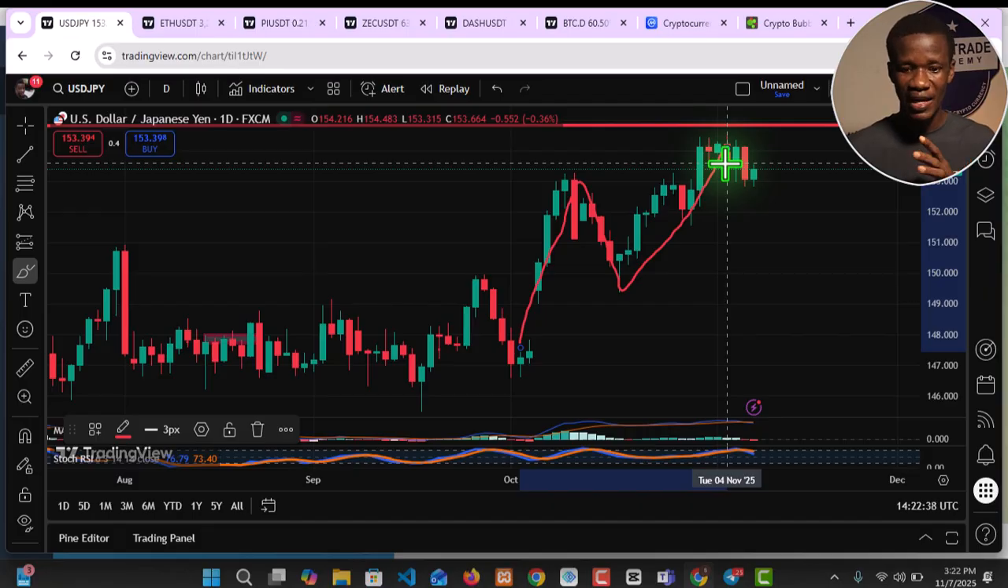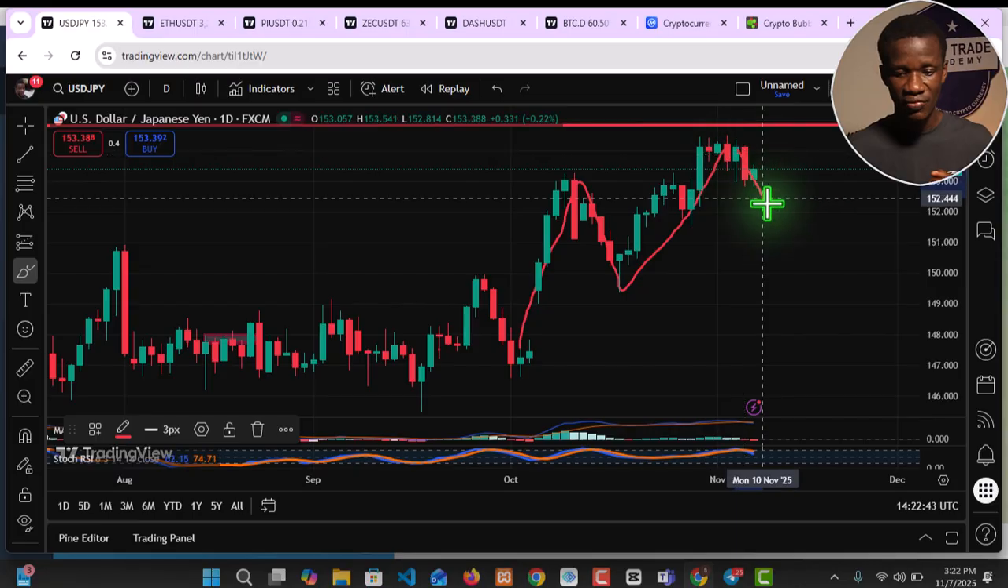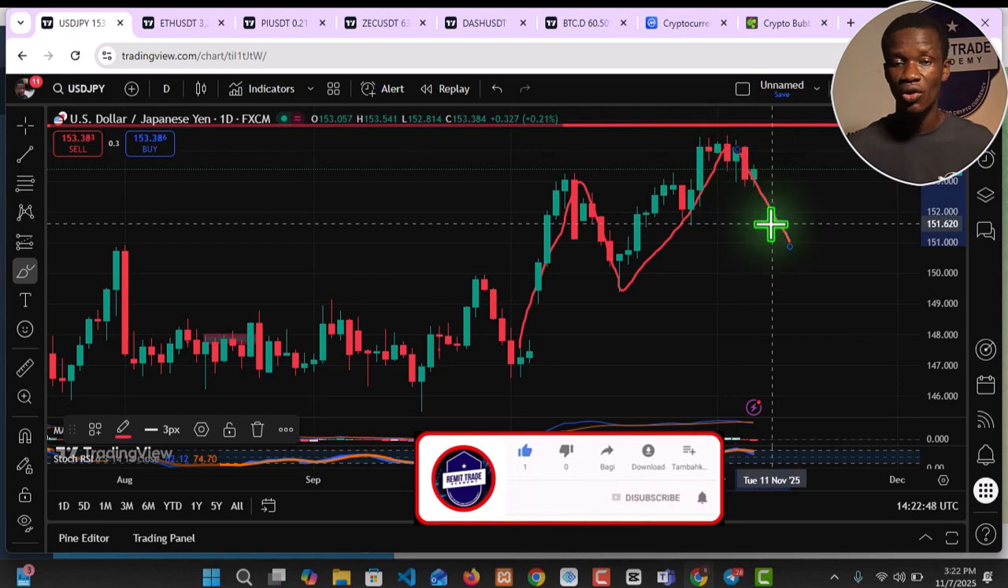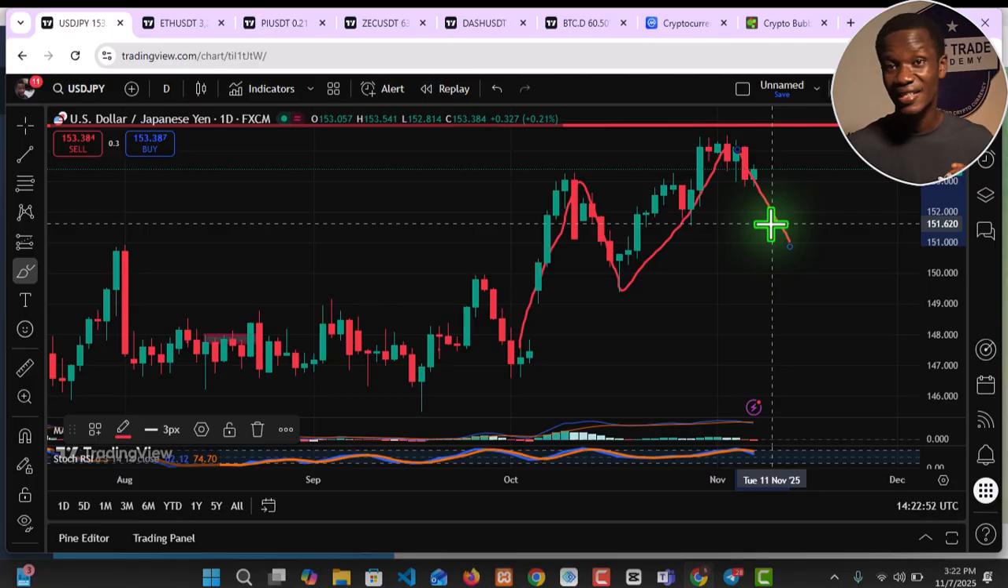Personally, I believe that at this point where the market is right now, we're going to have a significant retracement to the downside. And we're going to take advantage of this significant retracement on the 1-day chart and take a trade on the 4-hour chart and the 1-hour chart coming back to the downside. And that is what I want to show you in this video.